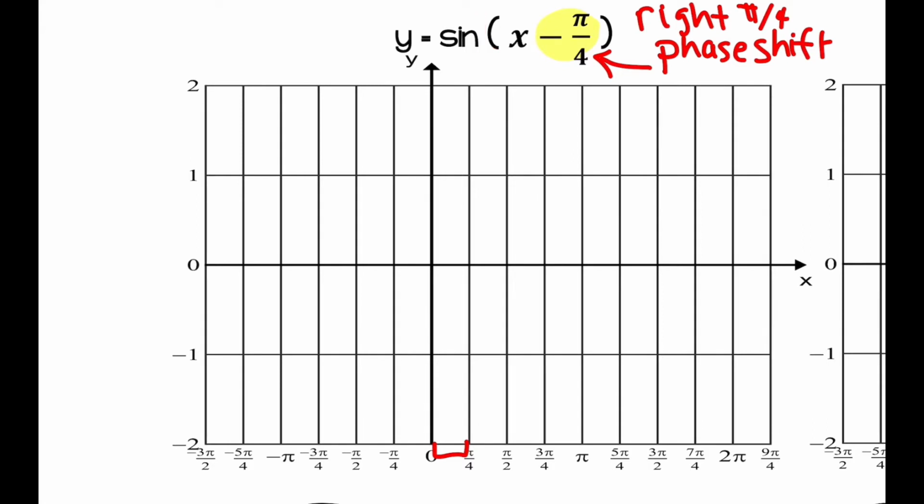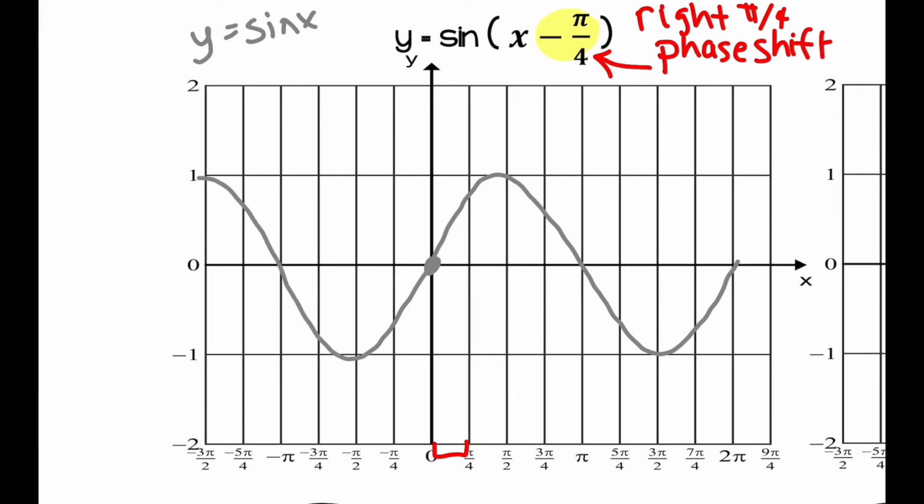So let's do the parent function for sine first. We're just going to do y equals sine x. Remember that at 0, sine is 0. And so we're going to just go up to 1, down to 0, down to -1, back up to 0. And then let's go in the other direction as well. Okay, so that's our parent function for sine.